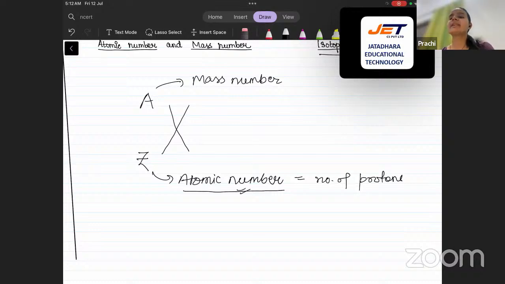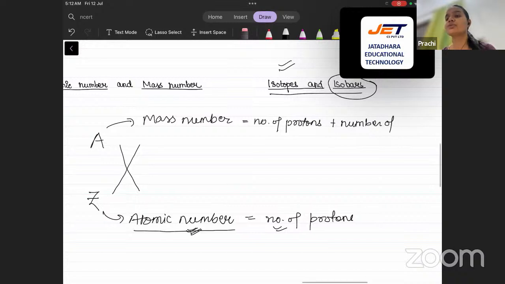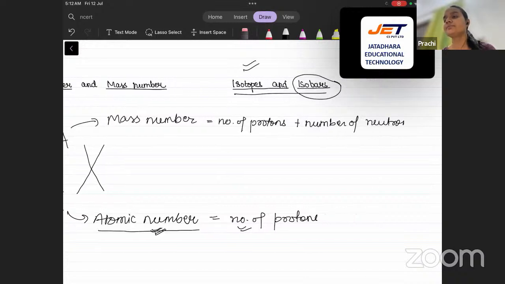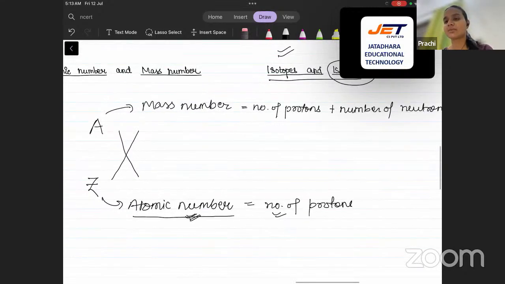Whatever the atomic number is, which we will know by looking at the element in the periodic table, right? The atomic number of an atom will tell me the number of protons, or I can say the positive charge. Whereas mass number will be equal to the number of protons plus the number of neutrons. So your mass number will be equal to the number of protons plus the number of neutrons, right?